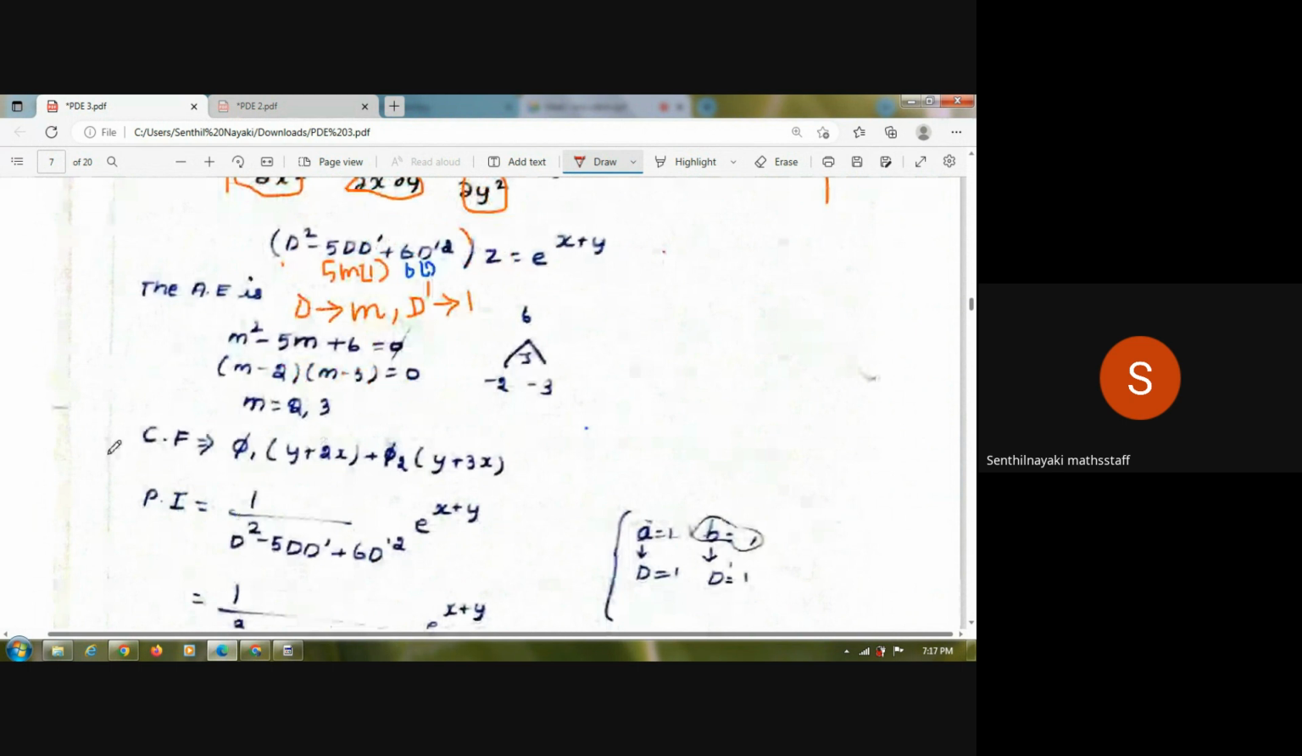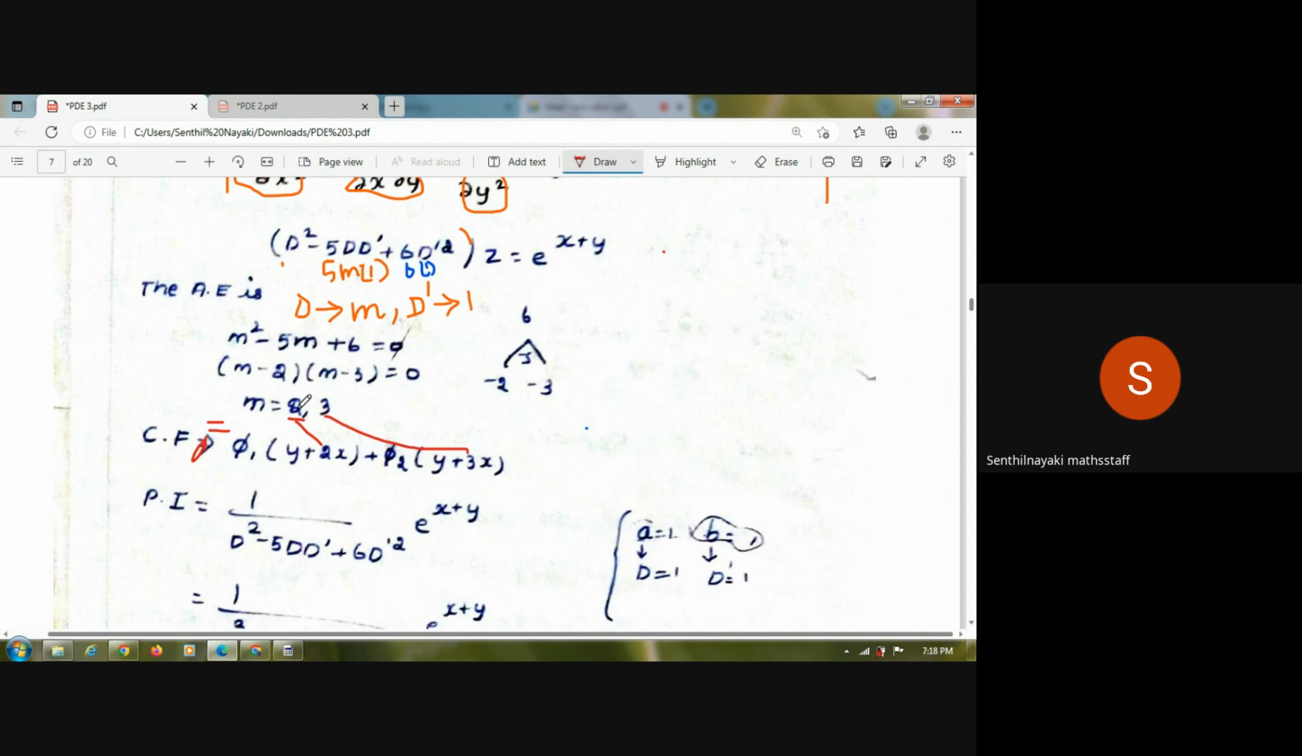Then we have to write out the complementary function. Complementary function equal to, there are two roots, so we have to use two arbitrary functions. The first one is pi 1, the second one is pi 2. So the form is pi 1 of y plus 2x plus pi 2 of y plus 3x. This 2 has come here and this 3 has come here.